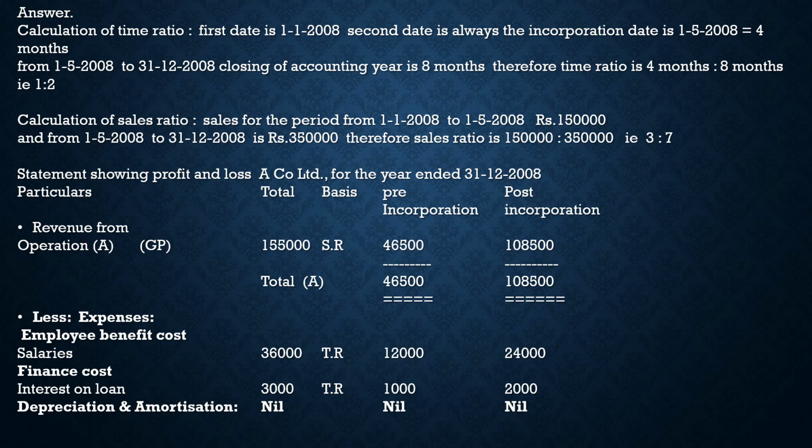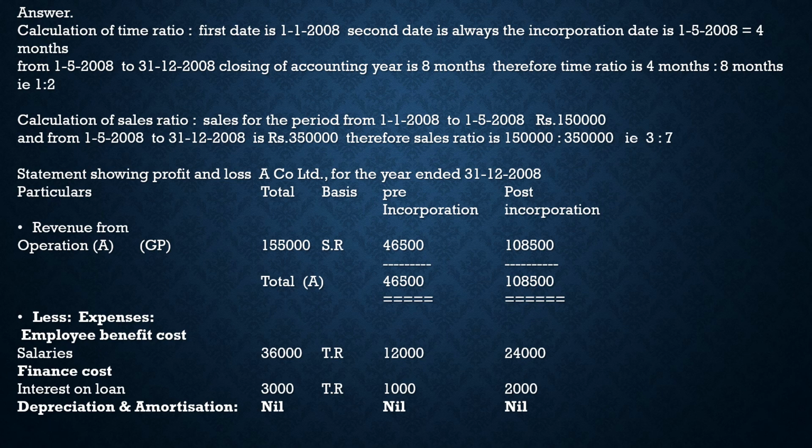Then the gross profit amount, when you divide in sales ratio, you will get 46,500 and 1,08,500. So that will be your gross profit for the first period and second period. Now, what are the next expenses given here? Salary. I told you in the beginning, put your previous slide itself. Salary is always in time ratio. You know what the time ratio is? When you divide salary in time ratio, you'll get 12,000 in the first period and 25,000 in the second period.